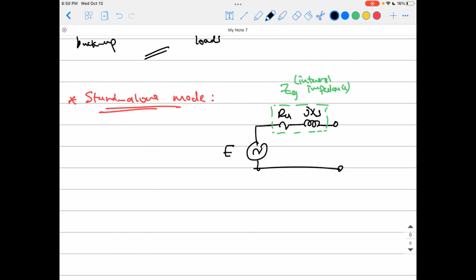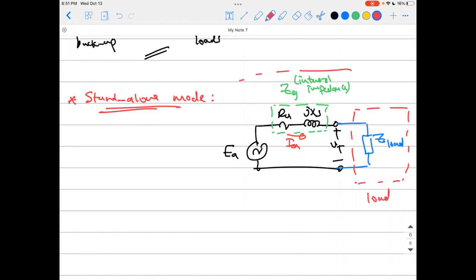And this is obviously your induced voltage, EA, and here is the armature current, IA. Remember, everything here is per phase. Because we're talking about a generator in standalone mode, you have a load connected to the terminal of the machine. That is an impedance here, Z load. Here's your terminal voltage. So like you're seeing here, this is your load, and this is your generator.